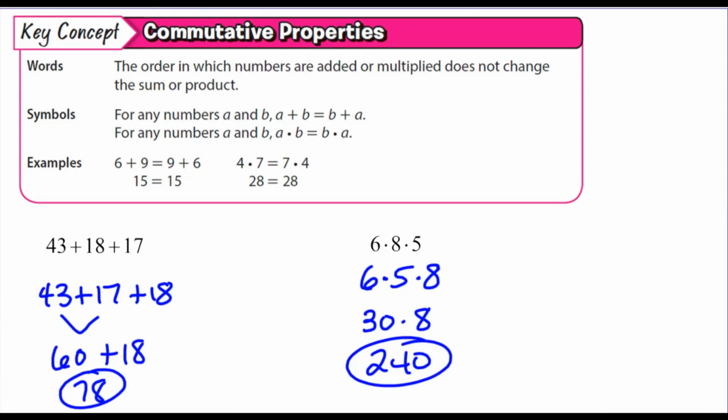So properties of numbers help us to rearrange expressions to make them easier to do, or allow us to simplify an expression when the order of operations normally wouldn't allow us to. So that's the commutative property. You can rearrange numbers and expressions when you're adding and multiplying.